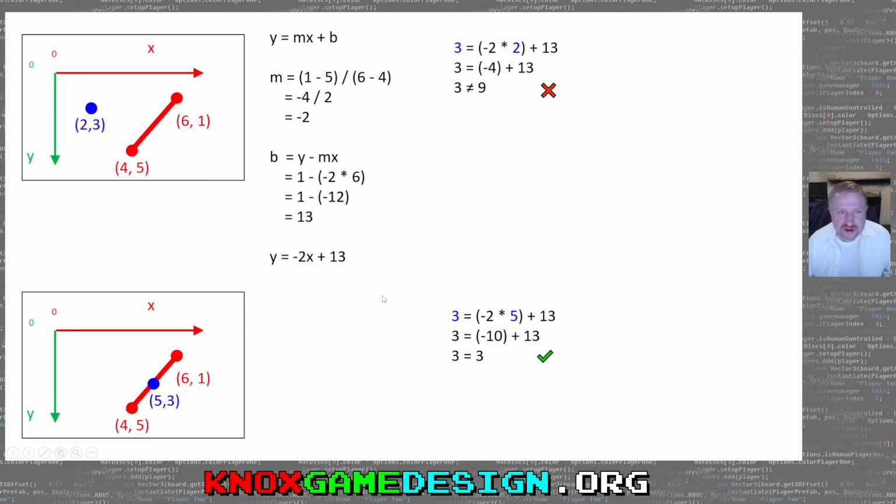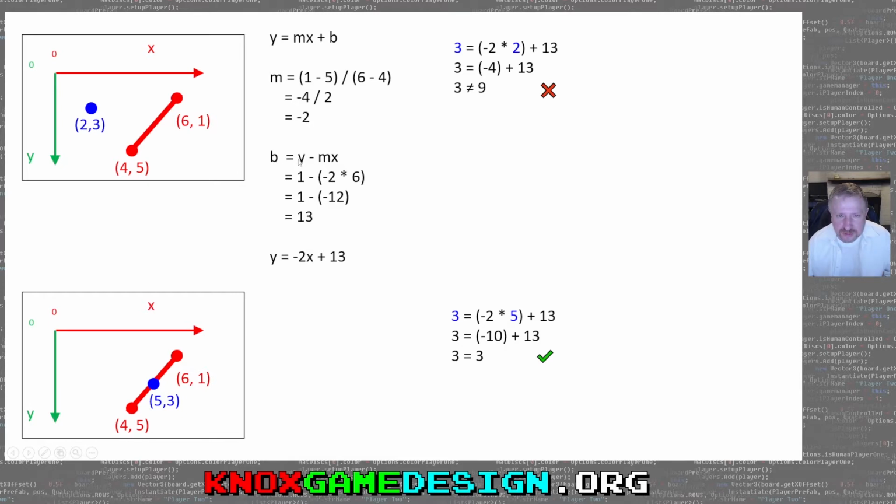So here's a couple of examples right here. We've got a line defined by 2 points, 4, 5 and 6, 1. And then we've got a point, 2, 3, x equals 2 and y equals 3. To calculate the m value, we subtract the two y values, 1 minus 5, divided by the two x values, 6 minus 4. Calculate that out, and you get a slope of negative 2.